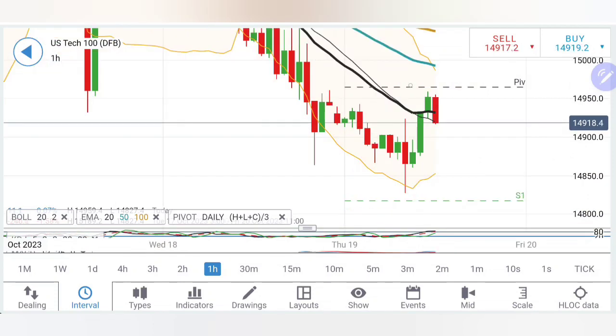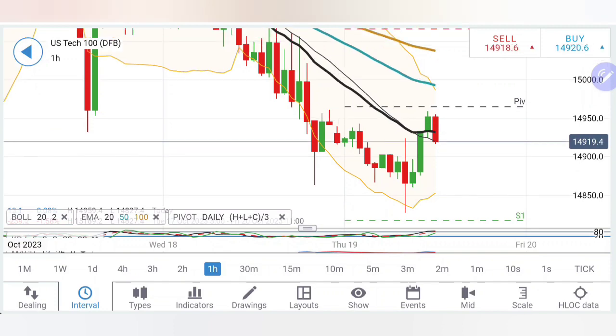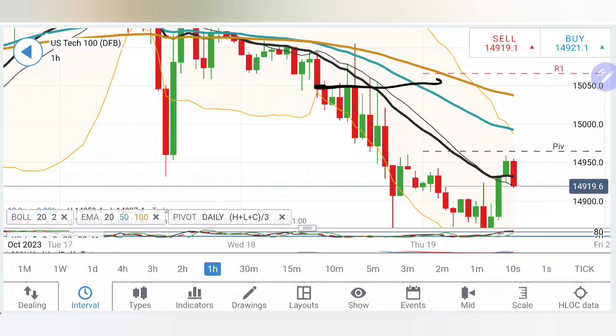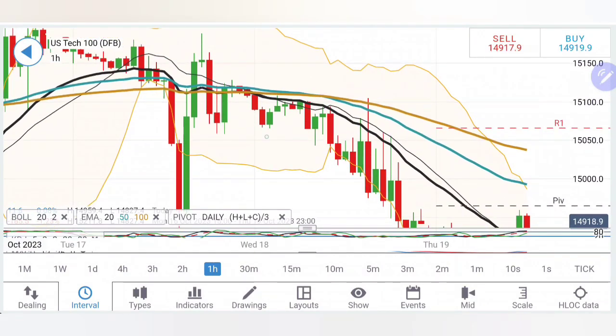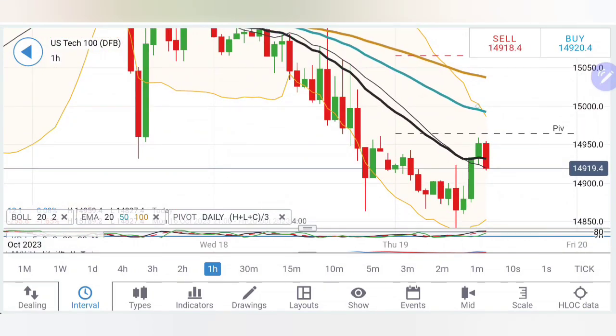Let's start. Now see Tech 100 on the early charts in the Asian session update. Today we have seen that 4960, 4970 is the only level above which we should buy. Beyond 4970, 15,000, 15,050 and 15,100 are two major resistances. This is the zone where we are going to see maximum resistance for Nasdaq 100. It has respected so far. It has not yet breached 4970 levels on the upside.